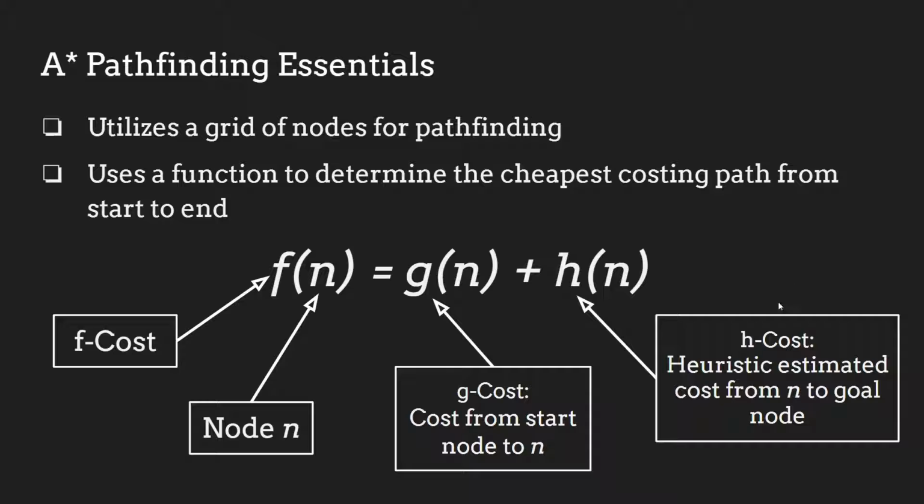The way that it determines the cost for each node is using this function here. So the cost, or f-cost, of this function for the current node n is gotten from combining the g-cost, which is the cost from the starting node to the current node n, with the h-cost, which is a heuristic estimate of the cost from the current node n to the goal node.